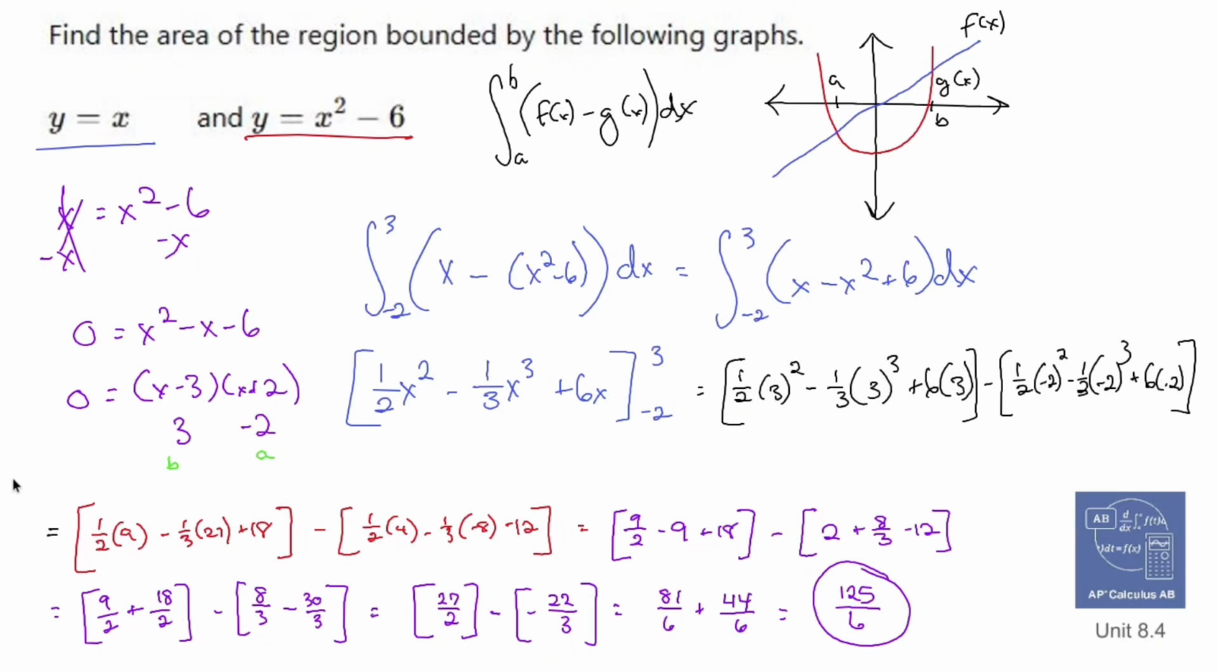Whew. So yeah, that's what this whole region is. That whole region is whatever 125 over 6 is. So not pretty, but neither's your mama.